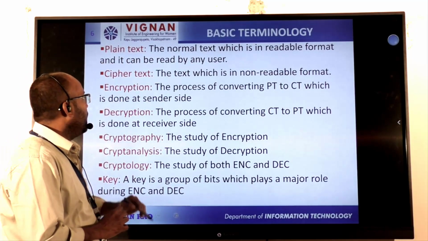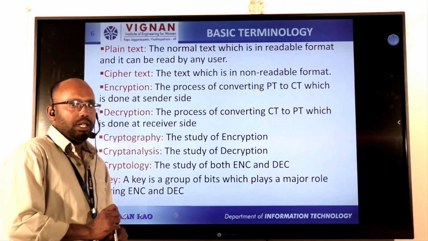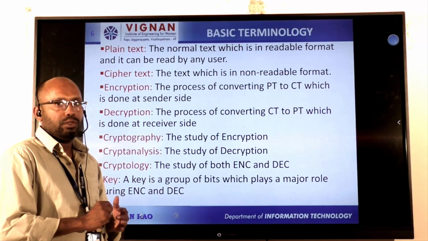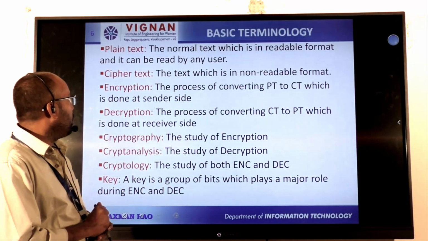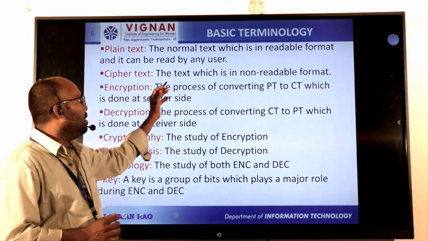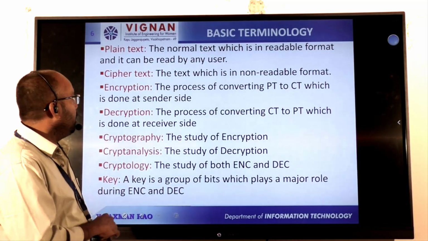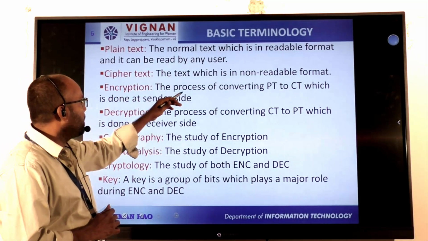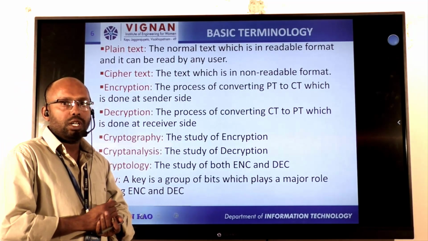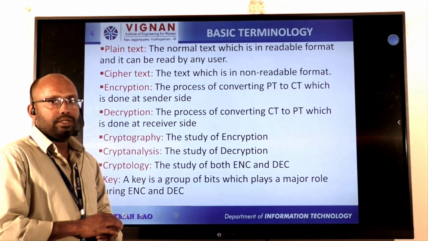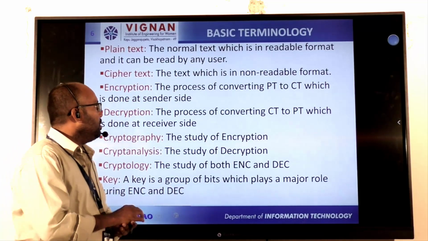Coming to the next one, ciphertext: the text which is in a non-readable format. During the transmission through the internet, there may be some attackers or hackers who want to steal your information, but they don't understand what you are actually transmitting to the receiver. That form of text is non-readable, and it should not be understood by any hackers or attackers.